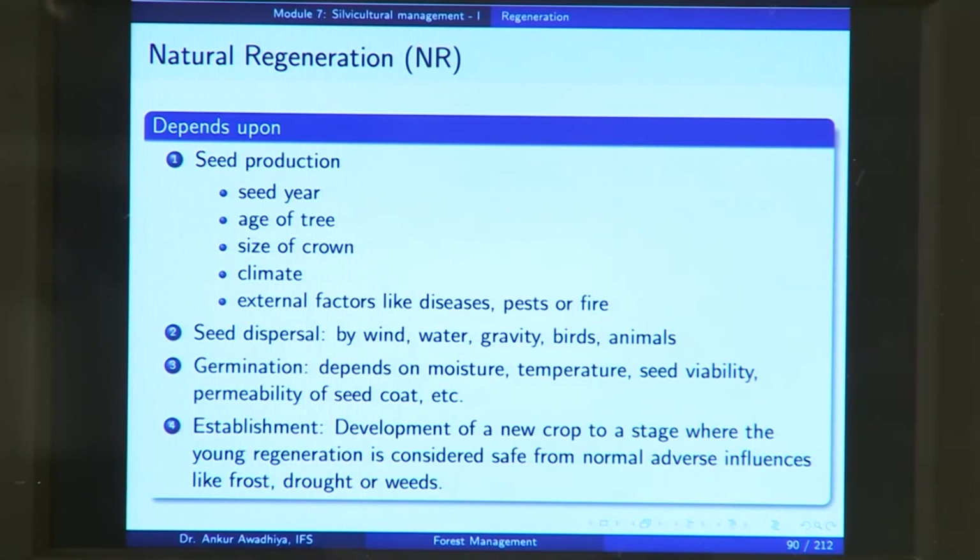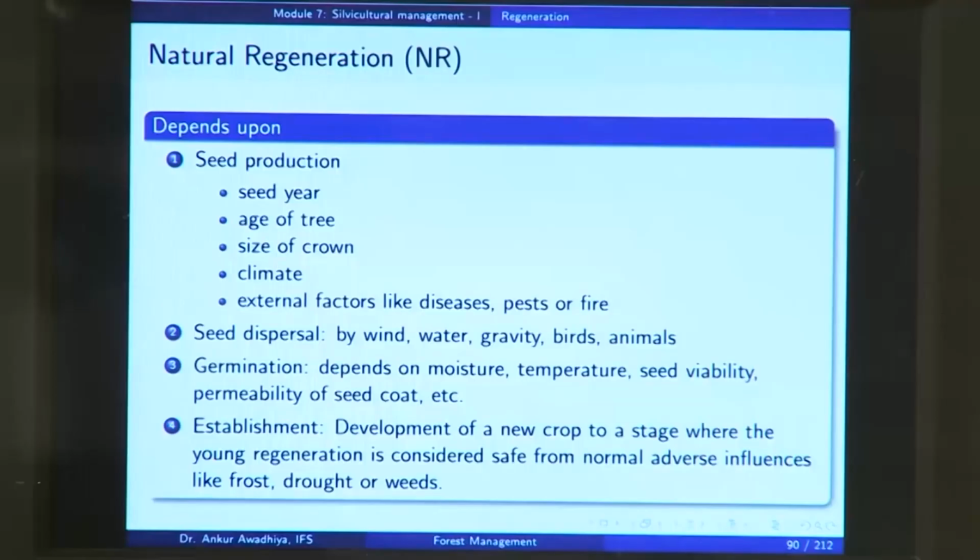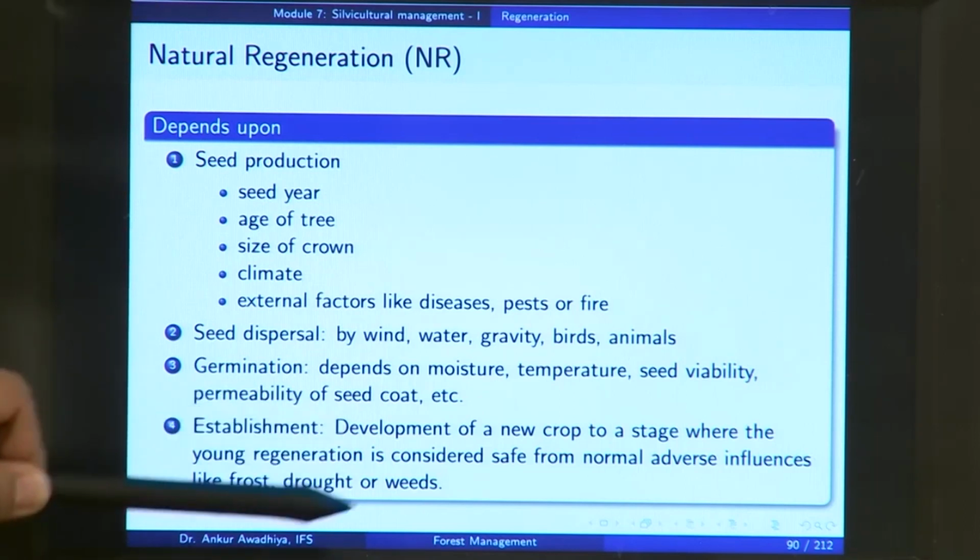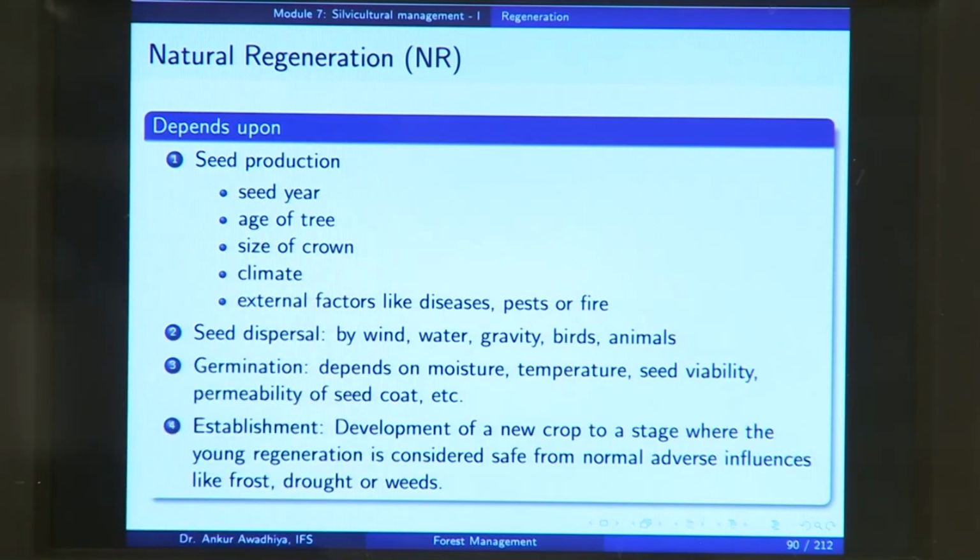So, even after your new crop has established, if there is say a forest fire, it is possible that your regeneration is gone, but in the case of establishment, we are only saying the normal adverse circumstances like frost, drought or weeds. So, if your stand is able to reach this stage, your young crop are able to reach this stage, then your natural regeneration will be okay.